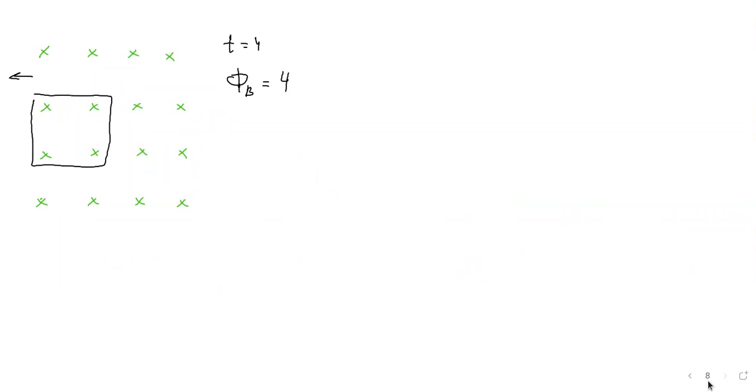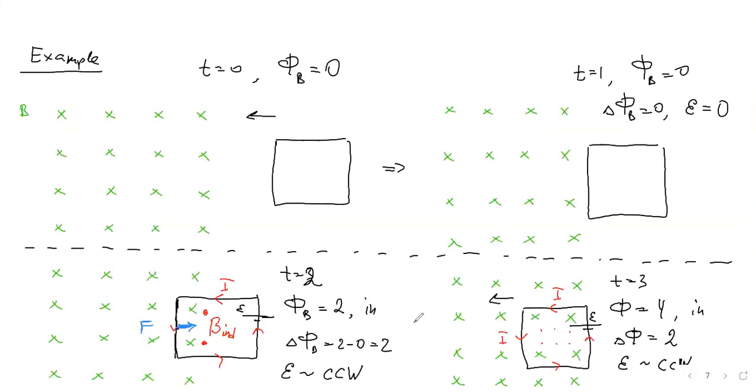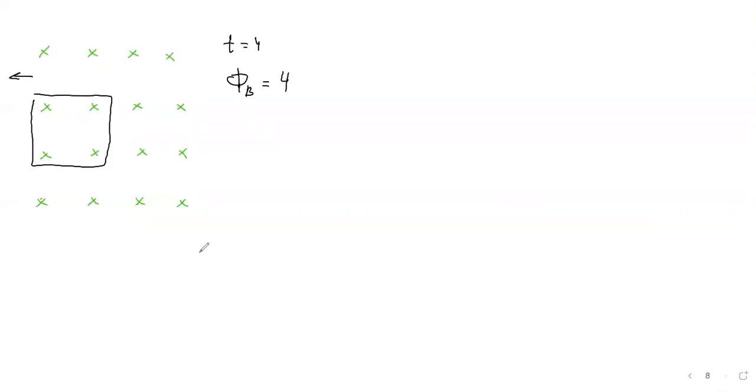But isn't it going in the same direction? What did it change from the last one to this one? That was before, and this is now. What is the direction of the induced current or induced EMF? Well, it has to do with the difference in flux. What is the difference in the flux? 0. So there's no EMF.